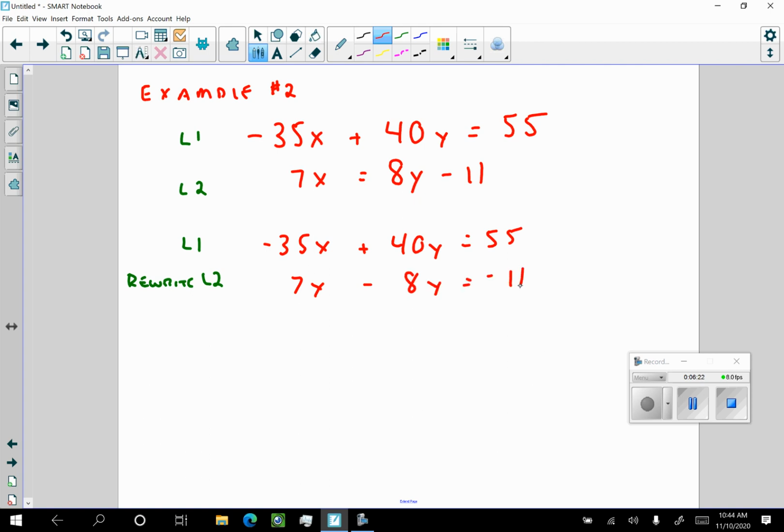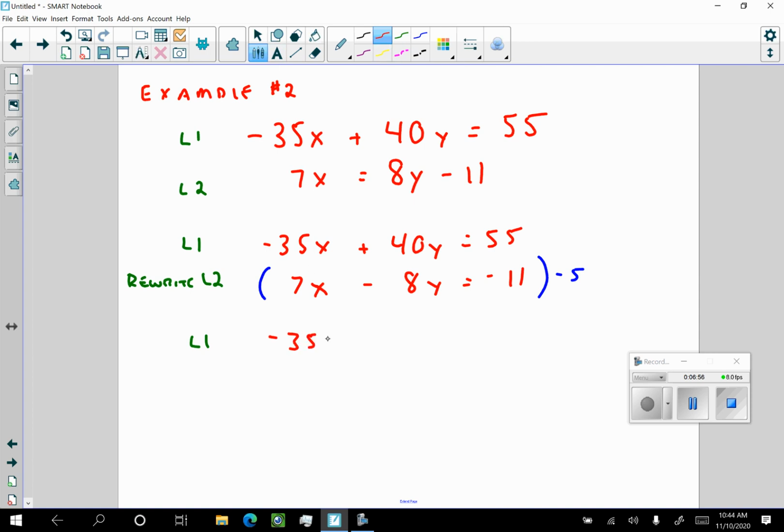And so now I want to find a magic number that I can multiply one of the equations by, so that when I add them up, a variable is eliminated. What I'm going to do is think about the 7x, and I'm going to multiply L2 by negative 5. So let's rewrite it here. It's going to be negative 35x. Sorry, I want to keep everything formatted nicely.